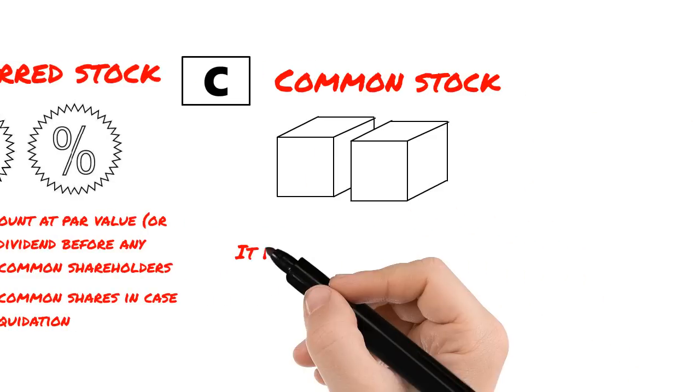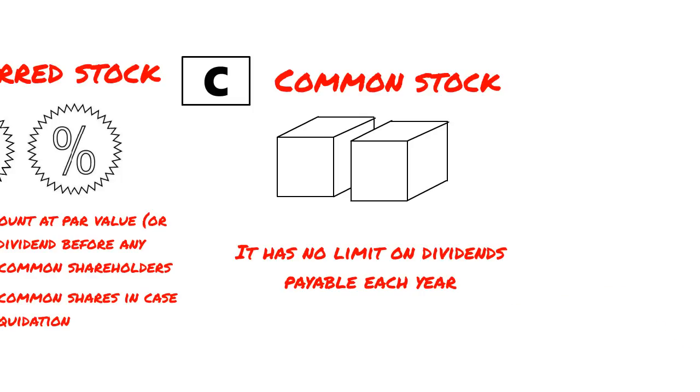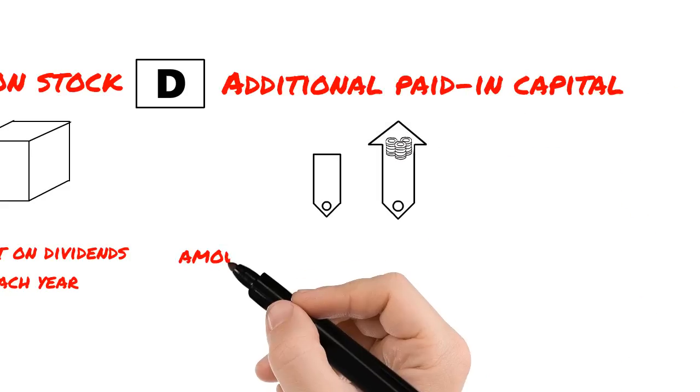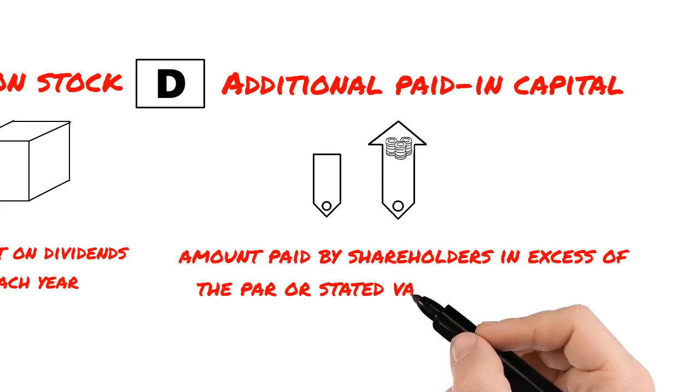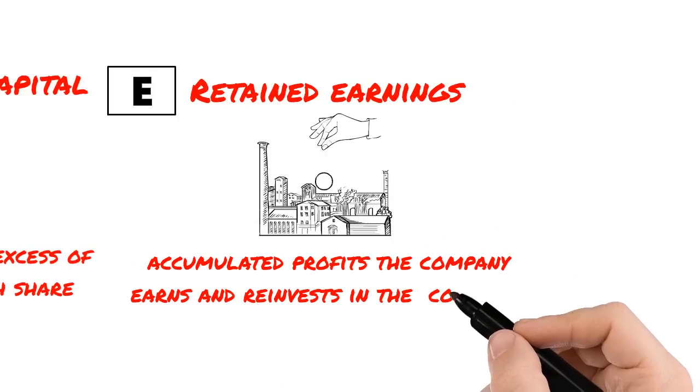Common stock has no limit on dividends payable each year. In good times, high dividends are paid to common stockholders. Additional paid-in capital is the amount paid by shareholders in excess of the par, or stated value, of each share. Retained earnings are the accumulated profits the company earns and reinvests in the company.